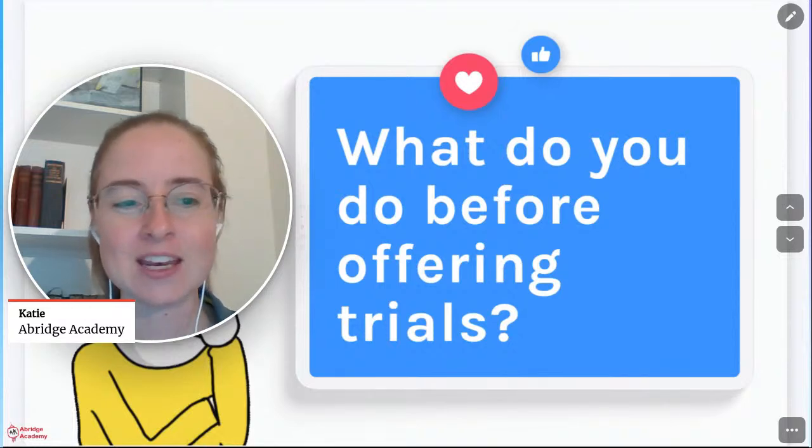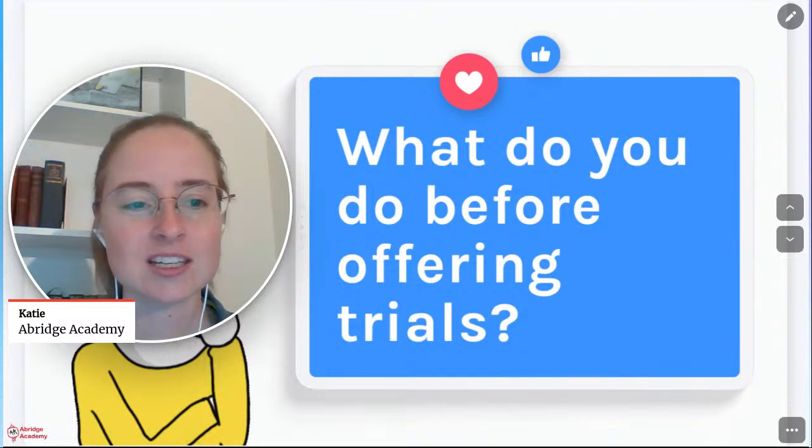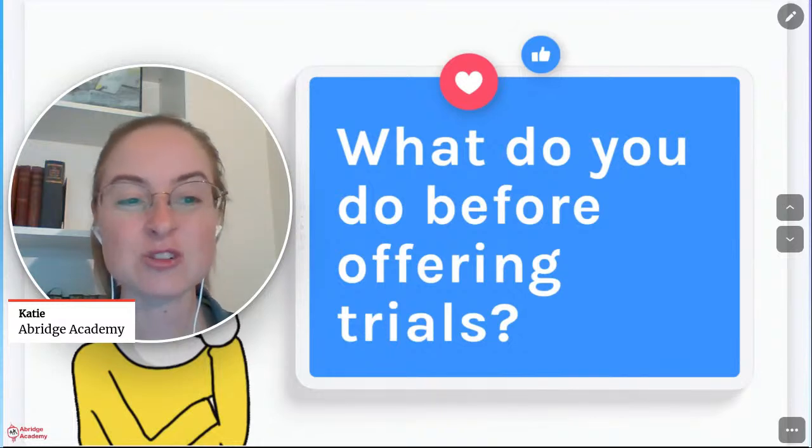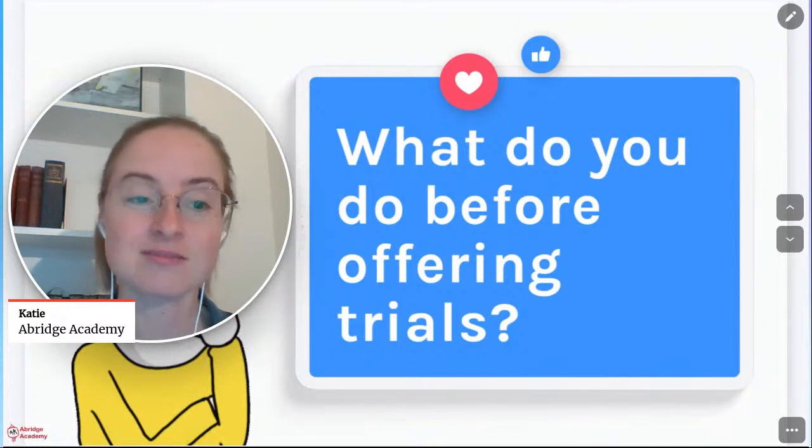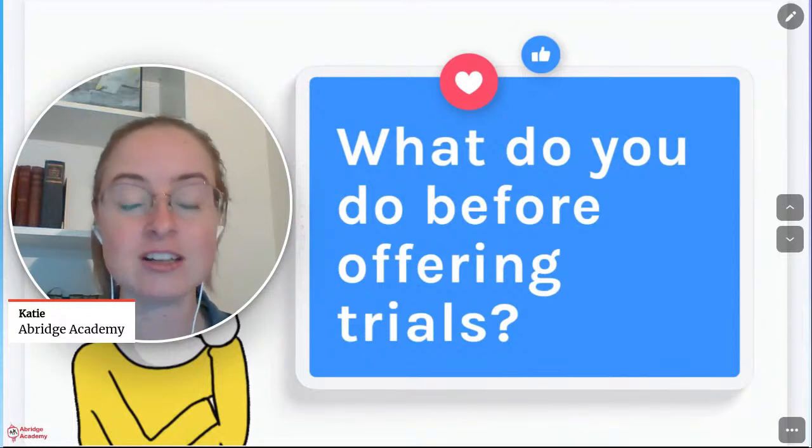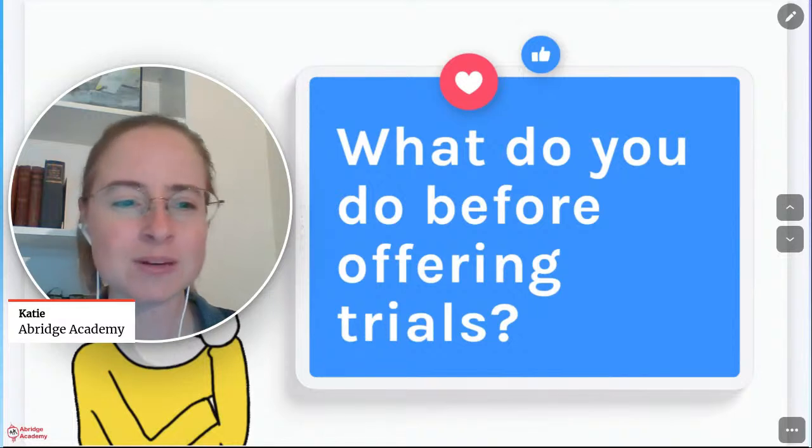Whether it's free or paid, what should you do first? I'm going to tell you something you shouldn't do. You certainly shouldn't publicly advertise free trials. That'd be my suggestion. If you're an independent teacher, it's a little bit different with those big companies, the way they do things.